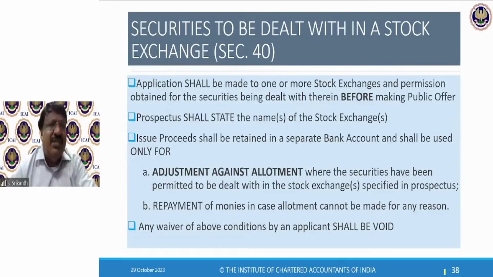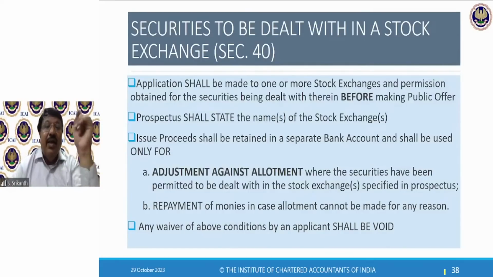The reason is obvious now. See, many rascals, what they will do, they'll go for a public offer. They will get the money also. They will allot the shares. Then they will not be able to list it for some reason. The stock exchange may not agree. Then what happens here? Why did I apply for these shares? Because they are going to be listed. So unless stock exchange permission is there, don't even come. Also, in that prospectus, you should state the name of the stock exchange.